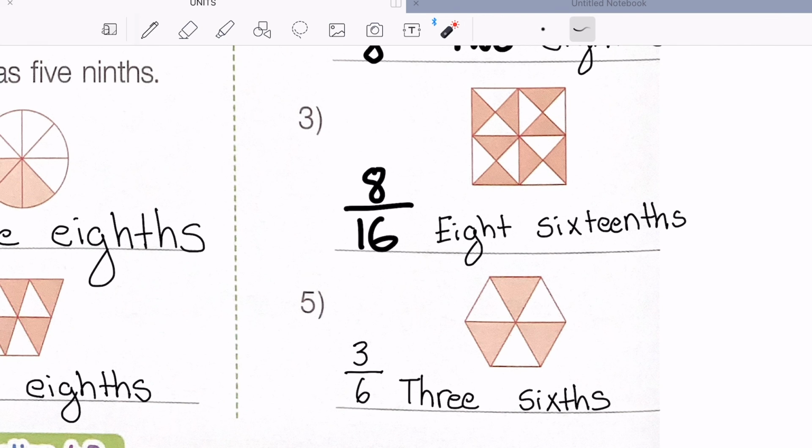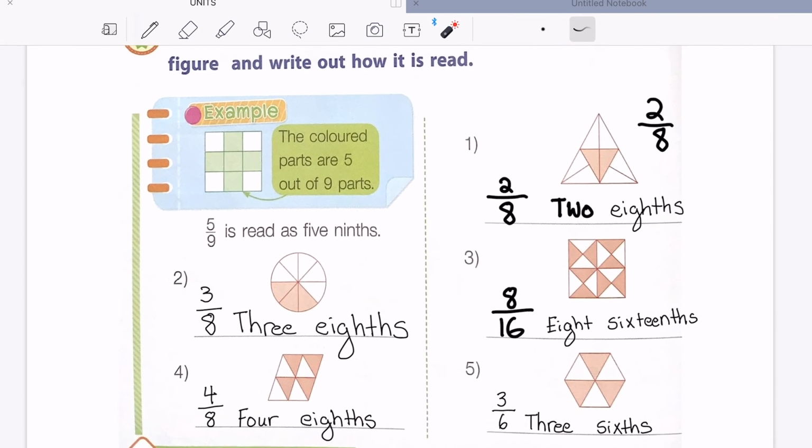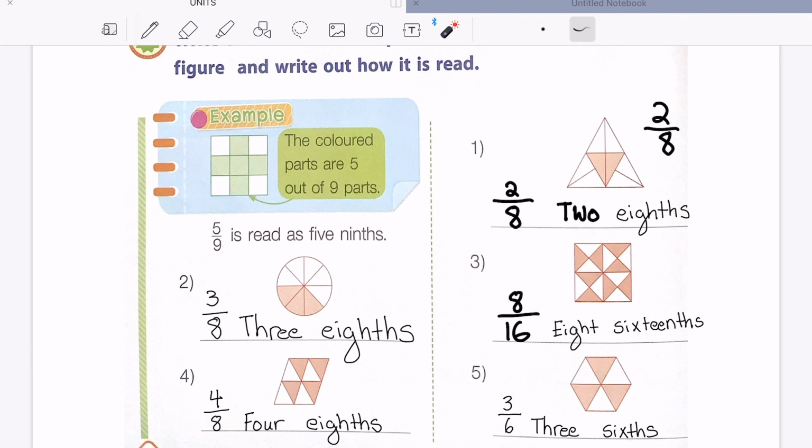So that's the review of our homework and our classwork. Now this page 66 should be finished.